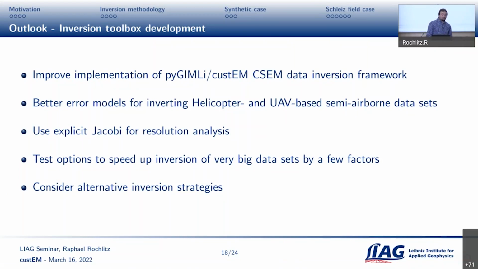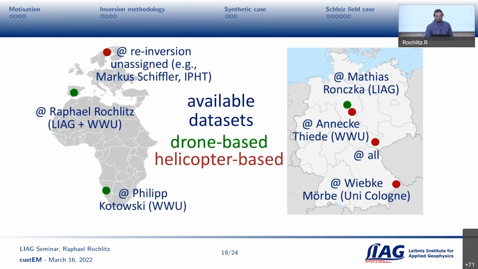We also want to use our Jacobian matrix for resolution analysis, to provide information in which areas our conductivity model is reliable and supported by the data. I have a few options in mind to speed up our inversion process, in particular for very big data sets, by a few factors. And of course, we could also consider alternative inversion strategies, maybe iterative inversion techniques. There are a few options to continue.